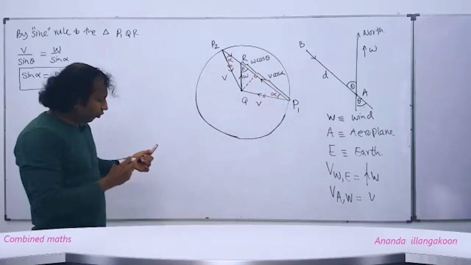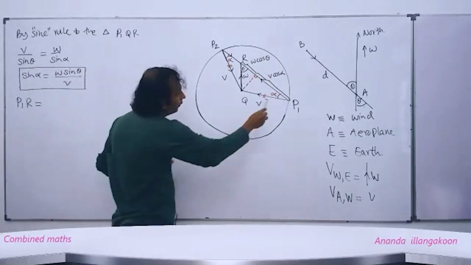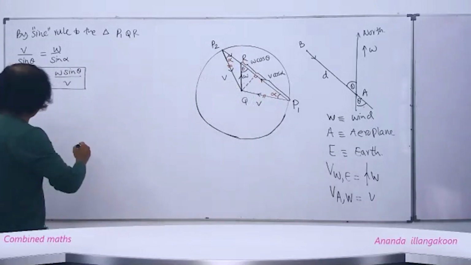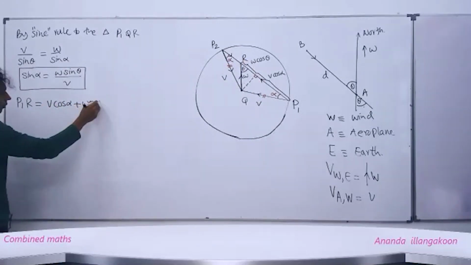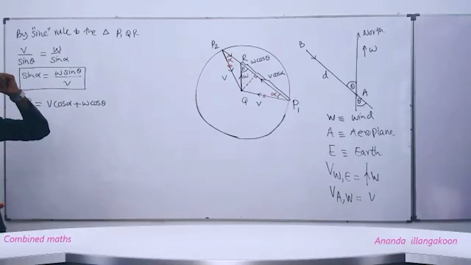Then what is P1R? P1R is going to be V cos alpha plus W cos theta. We are not going to find this cos alpha right now. We'll do that later. We'll keep this cos alpha as it is.